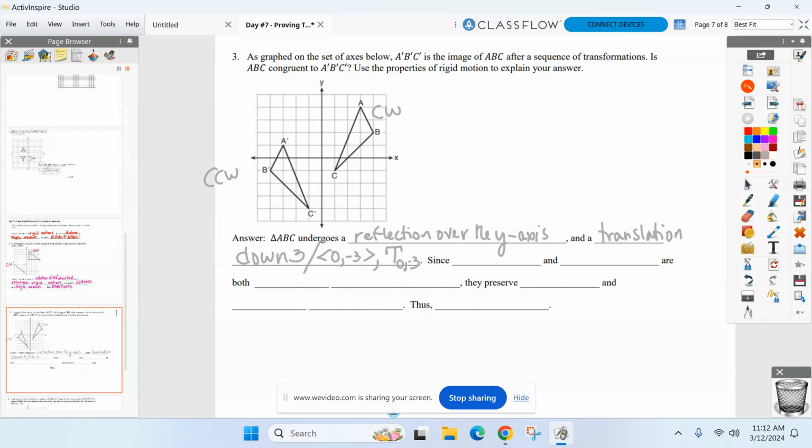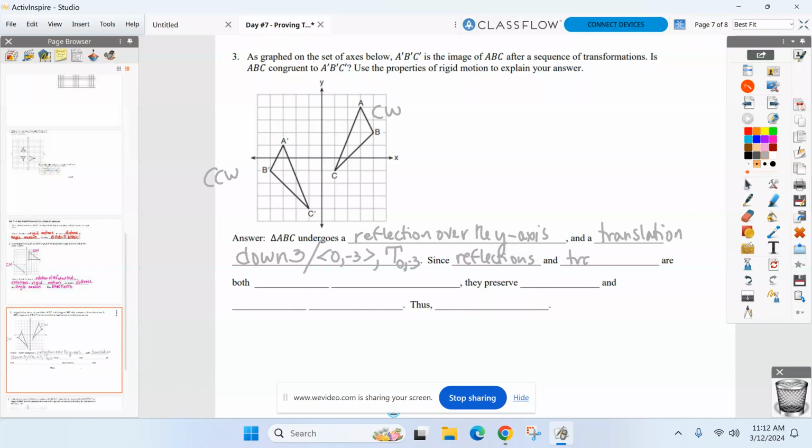Which, before I fill in the rest, anybody know here? Put these two together. What is this? Is it a glide reflection? Did I slide parallel to the line I reflected over? Yeah, we reflected over the y-axis and went down 3. This is a glide reflection. Yeah, look at us.